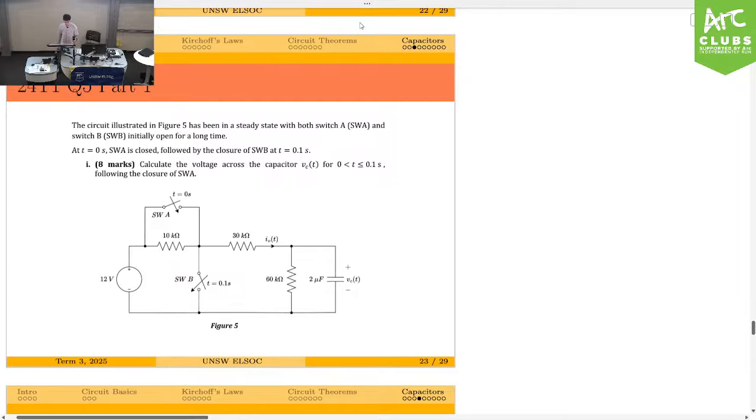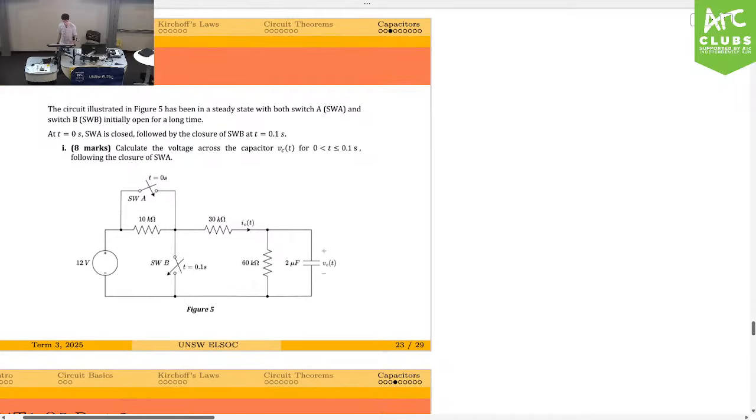All right, so let's start with solving this problem. The first part asks us to find VC of t between 0 and 0.1. In that case, this switch right here stays open. We haven't flipped it over yet, so we can consider that to be open. We don't have to worry about it for this part of the question.